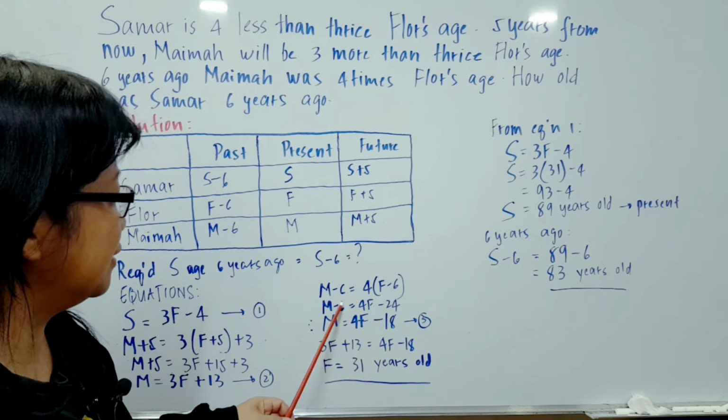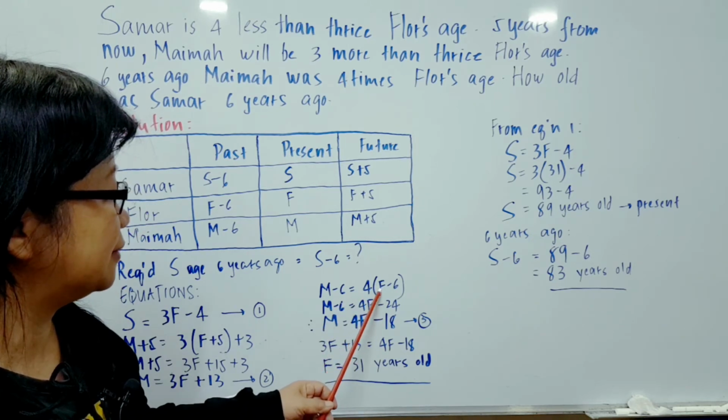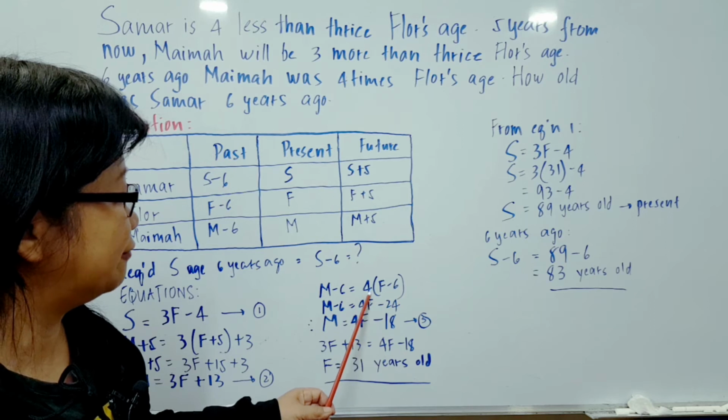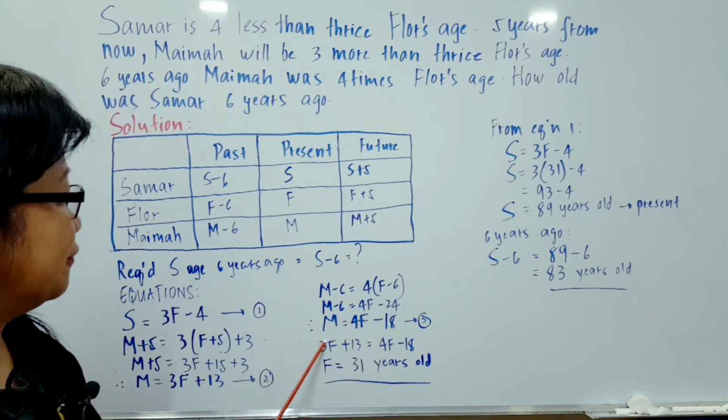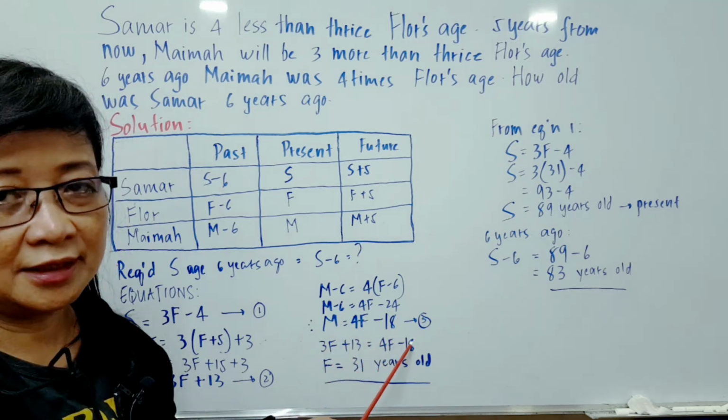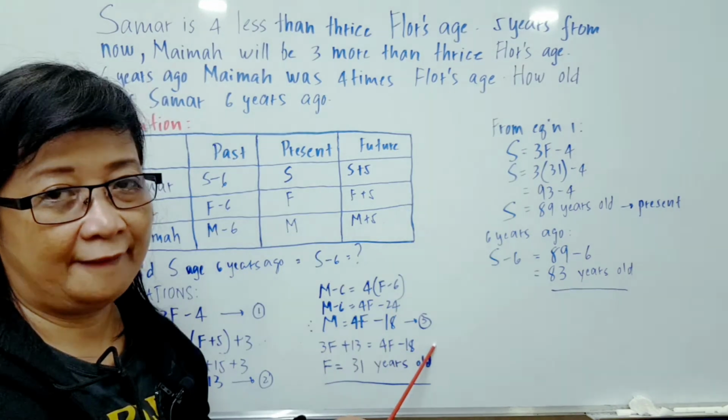Simplifying this one, M minus 6 is equal to 4 times F, which is 4F, and 4 times minus 6 is equal to minus 24. M, therefore, is equal to 4F minus 18. So, meron na tayong equation 3.